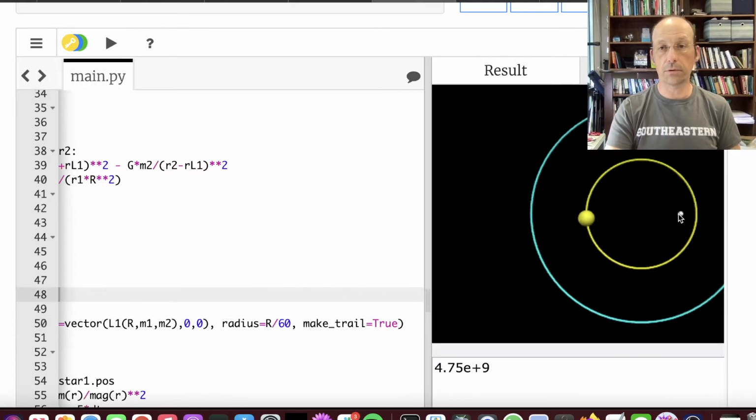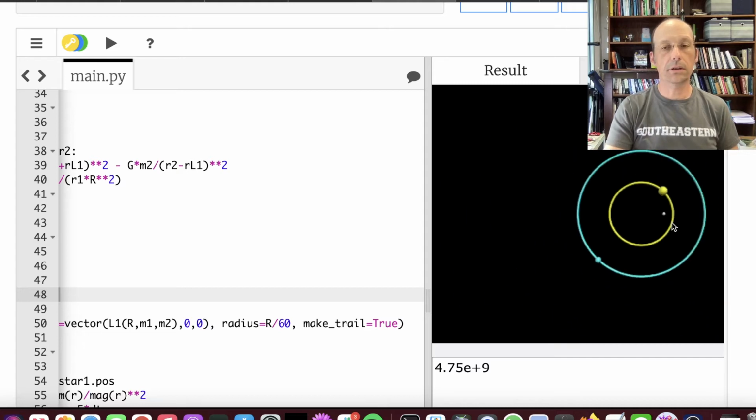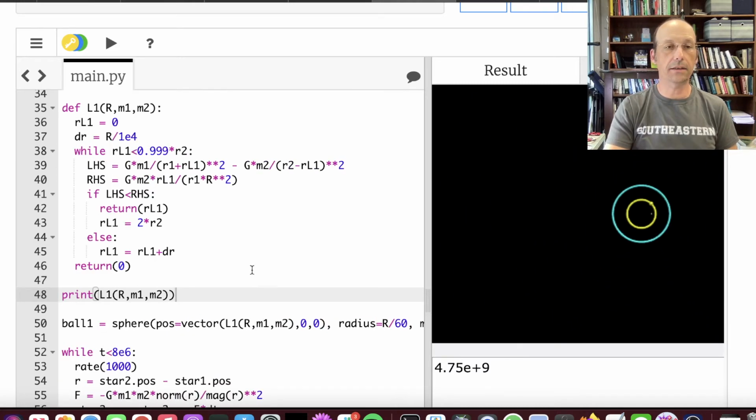Okay, so there's my Lagrange point right there. And you'll notice that something happened that I didn't expect. It's inside the first orbit. That's weird. I would have thought. Well, let's just change those masses and see what happens.